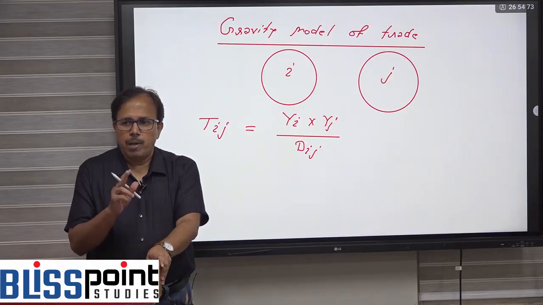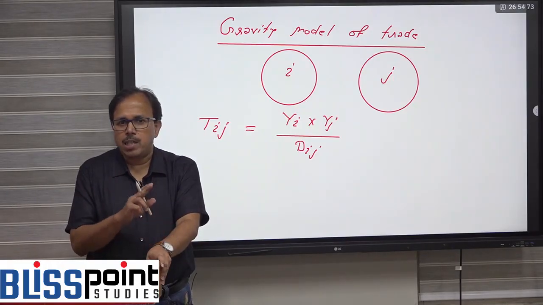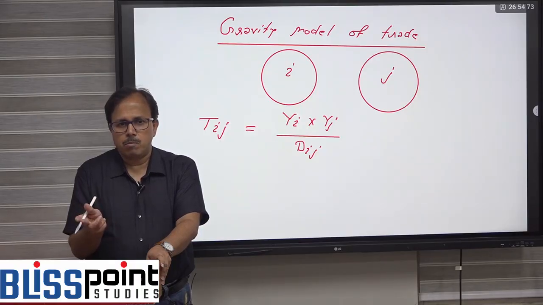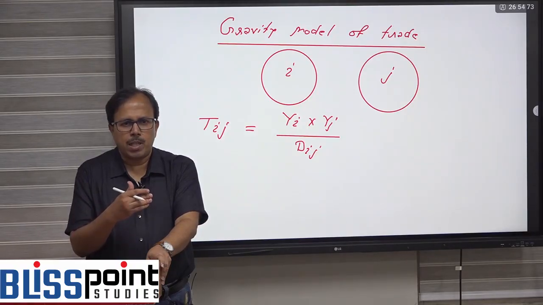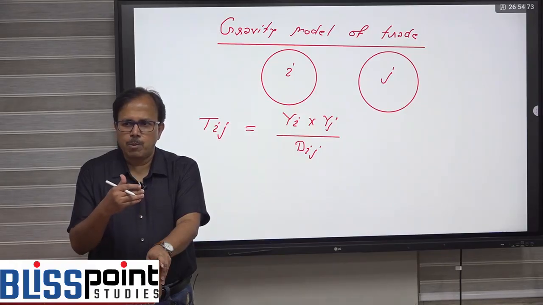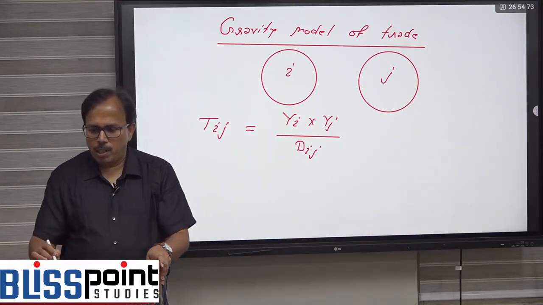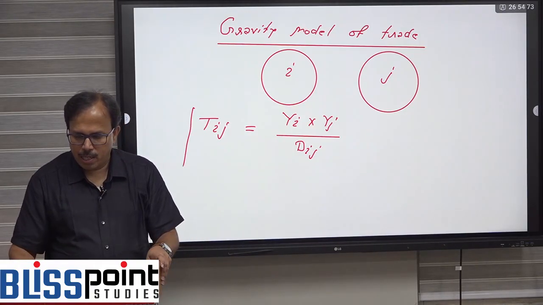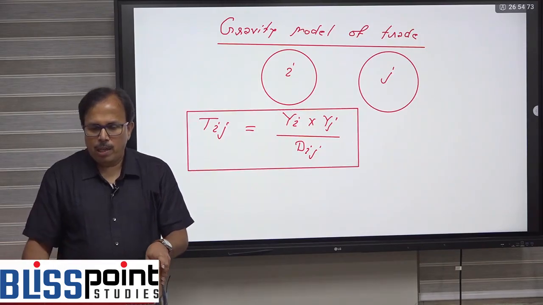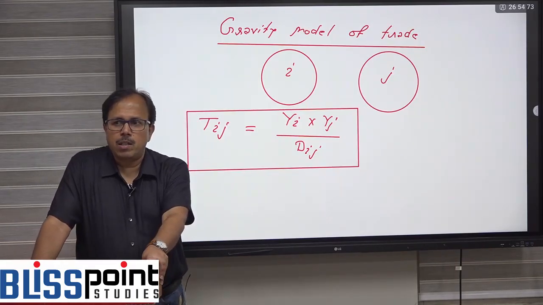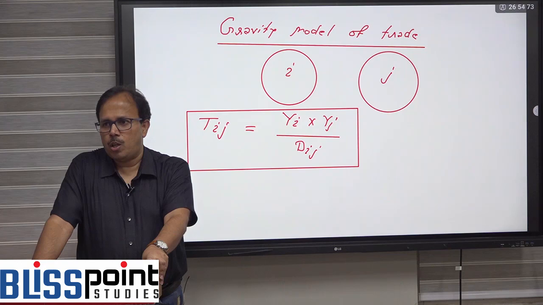So trade between two countries depends upon the size of the economy, but it varies inversely with the distance, because the greater the distance, the greater the transportation cost, and the lower the volume of trade. So that idea has been explained by the gravity model of trade, that trade between country I and country J depends upon the size and varies inversely with the distance.